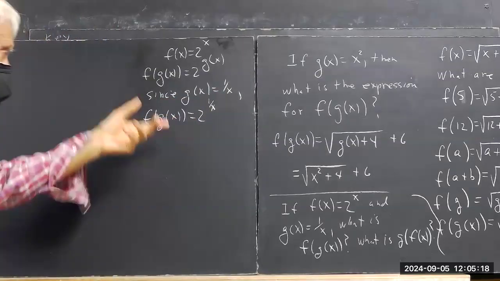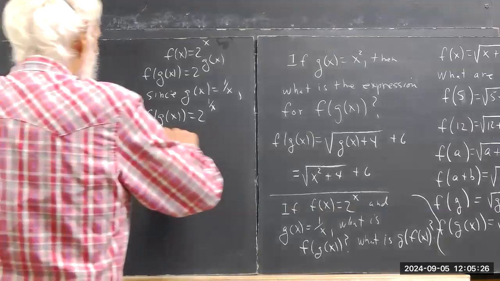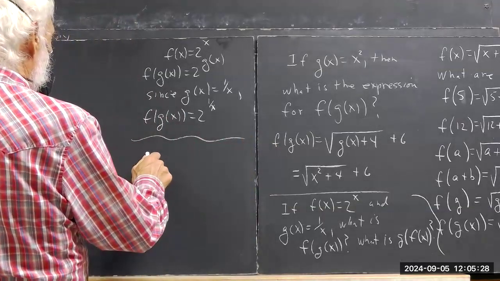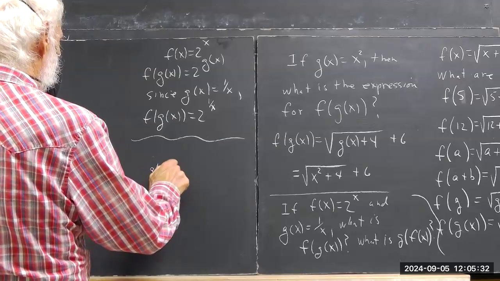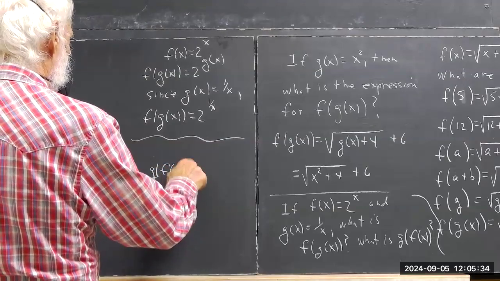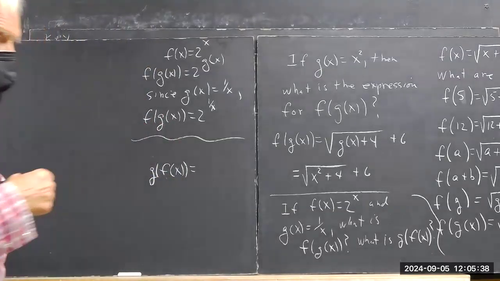Two to the one over X is right, but have my F's and G's back. Well, now you do G of F of X.